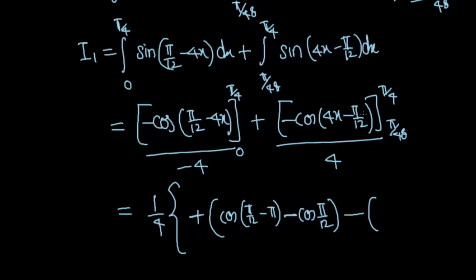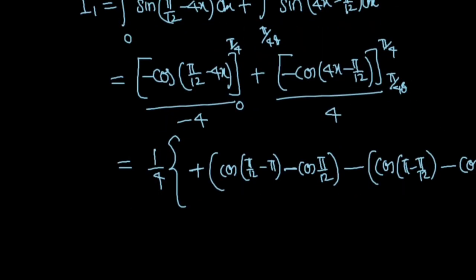Upper limit minus lower limit done, plus is there, plus into minus, minus. Next, upper limit substitute in the place of x, 4 cancels, cos of pi minus pi by 12, and next minus the lower limit, pi cancels, I'll get cos 0. Okay, cos 0: in the place of x, substitute pi by 48, pi by 12 minus pi by 12 is 0. Cos 0.